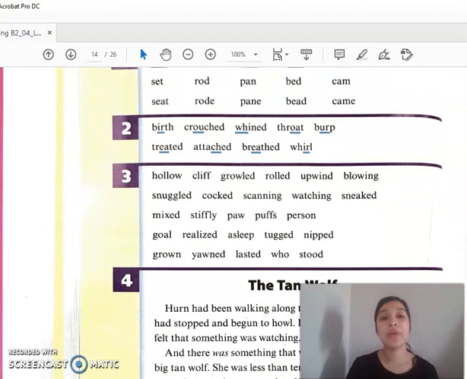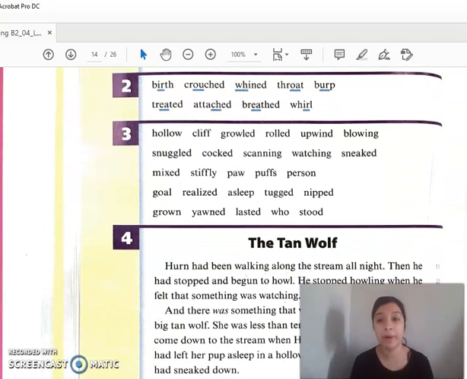Awesome, my friends. So now we're in box 2. We're going to say the underlined part and then the whole word. So we're tracking again in 3, 2, first word, what sound? Yes, whole word. What word? Yes, birth. Next word, what sound? Yes, ow, whole word. What word?